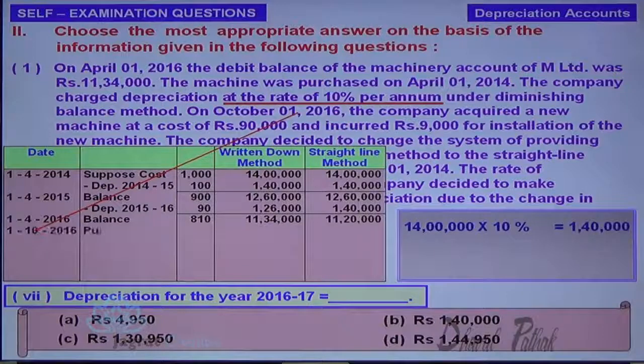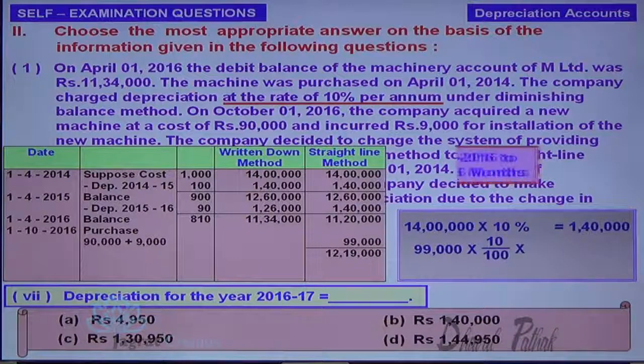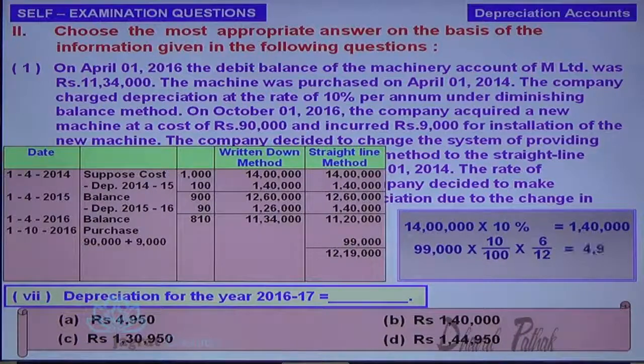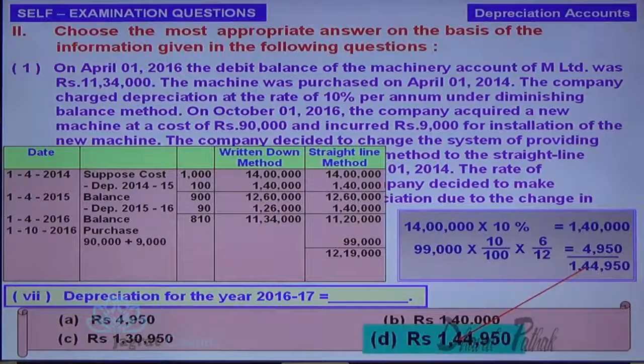And on 1st of October 2016, new machinery is purchased for 90,000 plus 9,000, 99,000. On this 99,000 also you are required to provide depreciation at the rate of 10% for how many months? From 1st October to 31st March 2017, 6 months depreciation. That works out to be 4,950. So 1,44,950 is the depreciation to be provided in the current year 16-17. So this is how the answer is worked out.